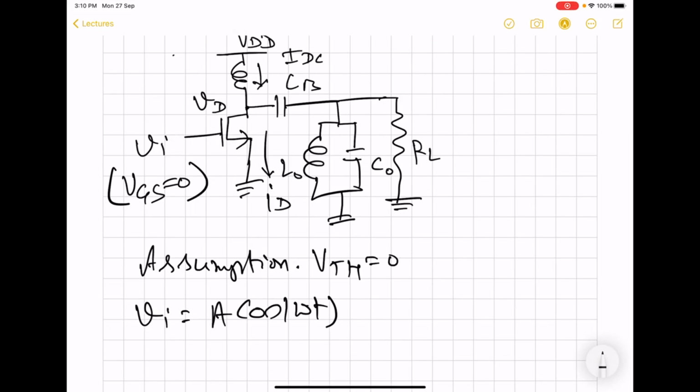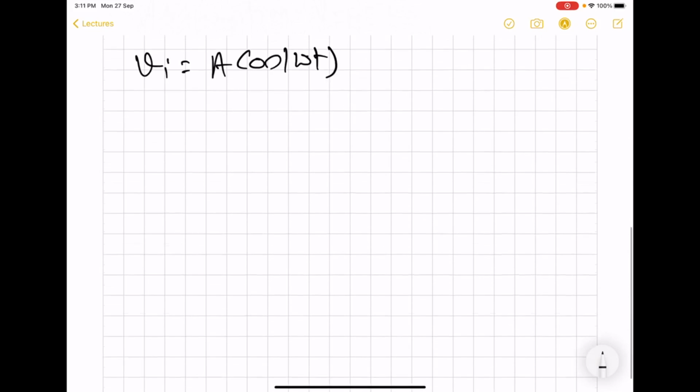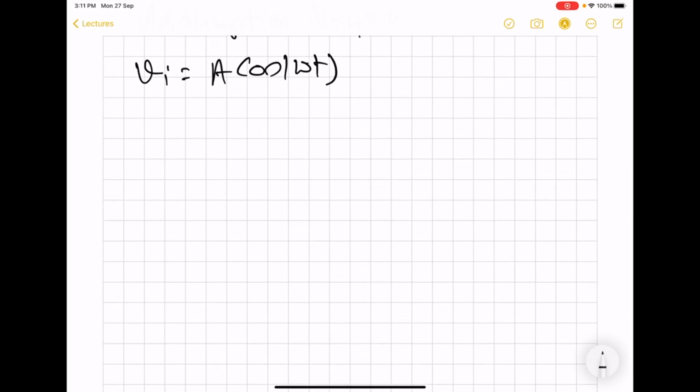So in this case now we will try to see the waveform for the drain current and this output current and the drain voltage. So that will then allow us to find out the efficiency, which is the main objective of this analysis. So first we will draw the waveforms. Here we first draw the input waveform. So we have taken gate to source voltage 0. So that is why my input is going to oscillate about this 0 line.